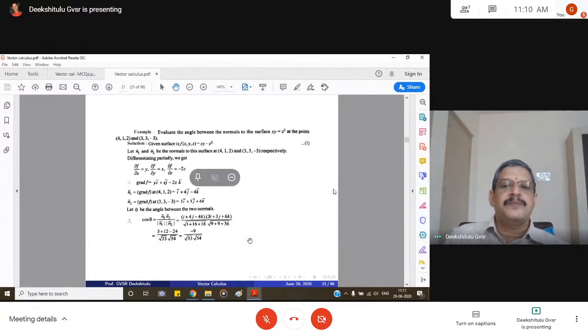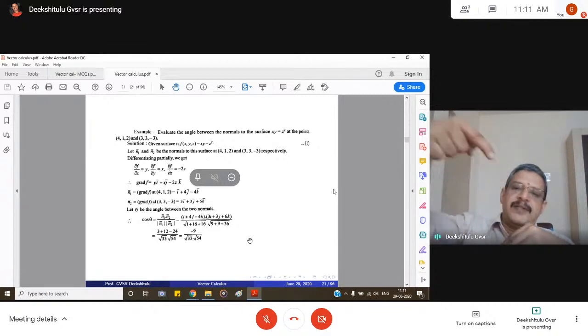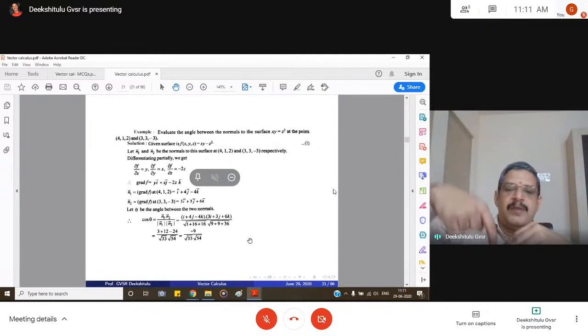Evaluate the angle between the normals to the surface xy = z² at the points (4, 1, 2) and (3, 3, -3). Two normals are given to the surface. One normal is like this at this point, another normal is like this at this point. So what is the angle between this normal and this normal? They meet somewhere here and you have to find the angle between these two.